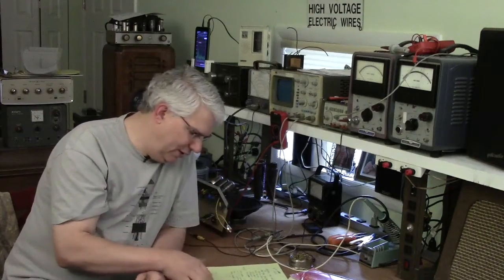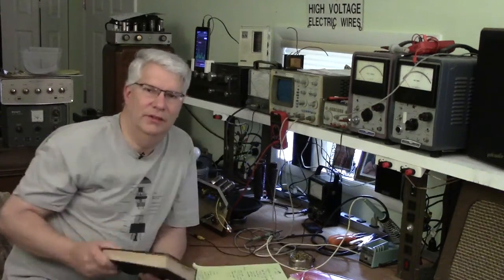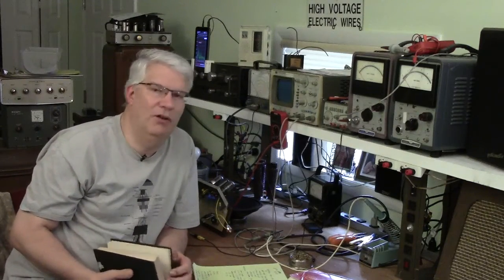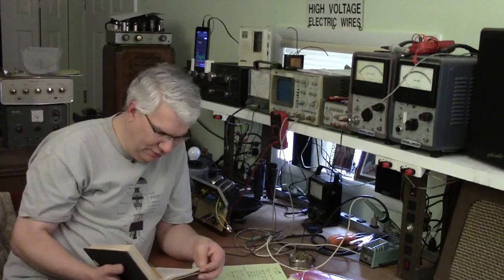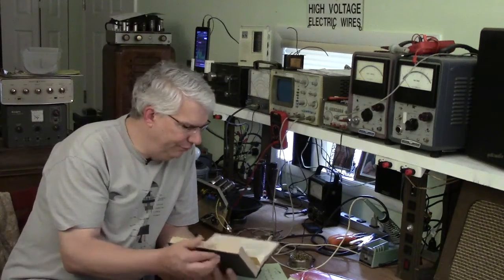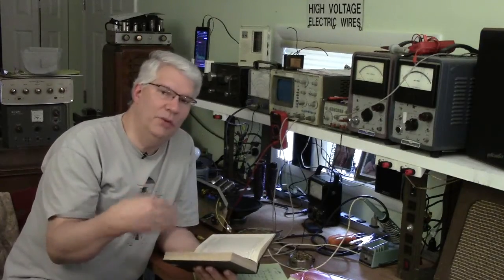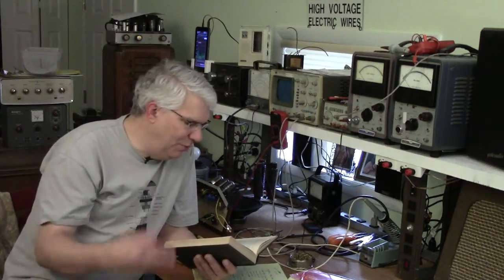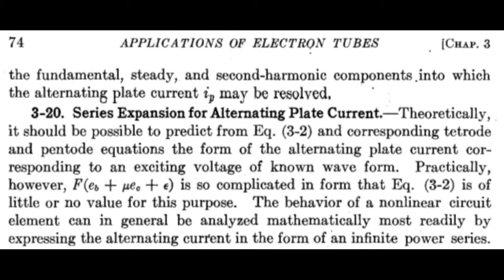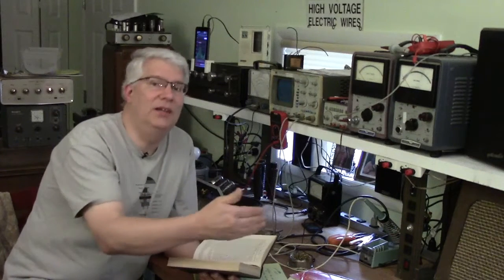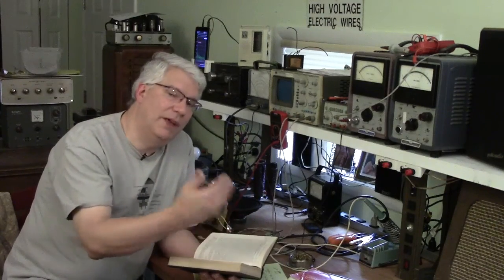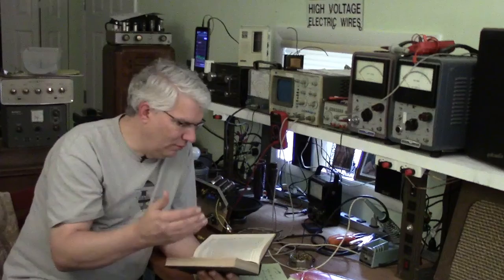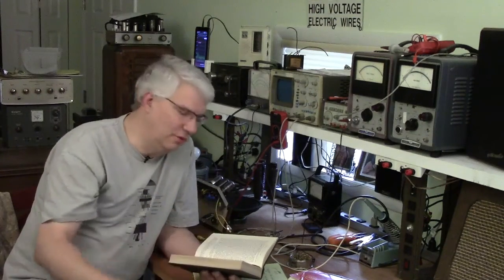Now, here's a couple things that I found in here that don't apply to us today, because we have the power of Python and its nonlinear solvers. On page 74, let me read you a little something. He's talking about determining the plate current. And he says, theoretically, it should be possible to predict from equation 3.2 the corresponding tetrode and pentode equation form of alternating current corresponding to the excitation voltage of a known waveform. So he says it's theoretically possible to determine what the output waveform looks like, if you know what the input waveform looks like on the control grid.